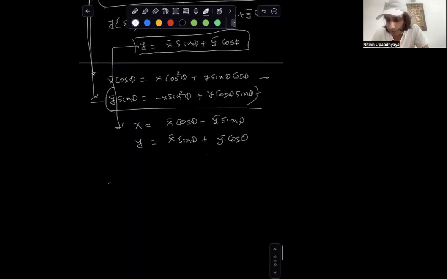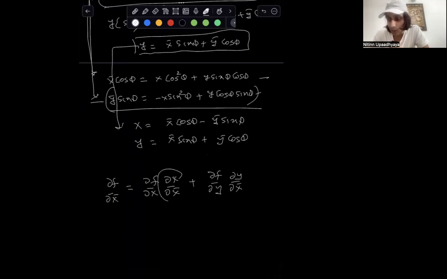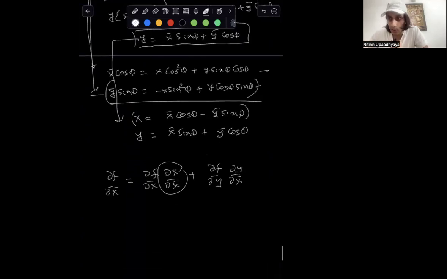So I'll just rewrite this. For dou f, dou x bar, we need dou f, dou x, dou x, dou x bar plus dou f, dou y, dou y, dou x bar. Now, what is dou x, dou x bar? If I look at this expression and differentiate it with respect to x bar, that is a partial derivative, which means you treat y bar as a constant and just differentiate with respect to x bar. So dou x, dou x bar is just the derivative of this term with respect to x bar, which is 1, and that just leaves me with a cosine phi.